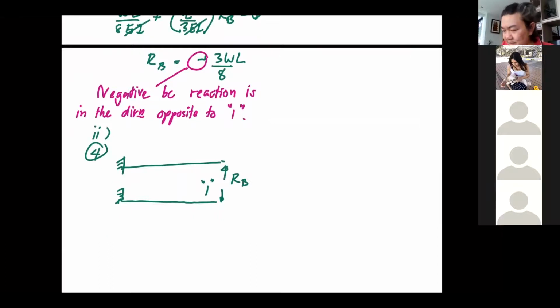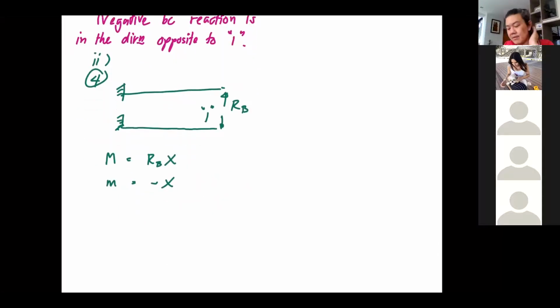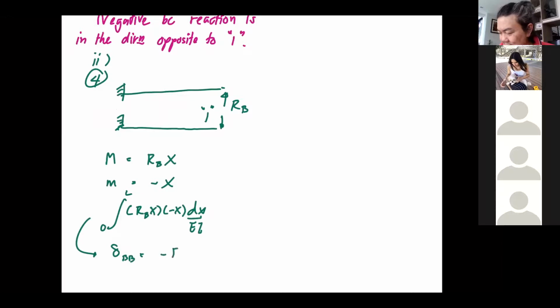And the big M is now RBX, but the small m is now minus x, right? And RB is a constant. So in this case, our integral from 0 to L will be RBX times minus x and then dx over EI. And fast forward a little bit, you will have delta BB equal to minus RB L cubed over 3EI.